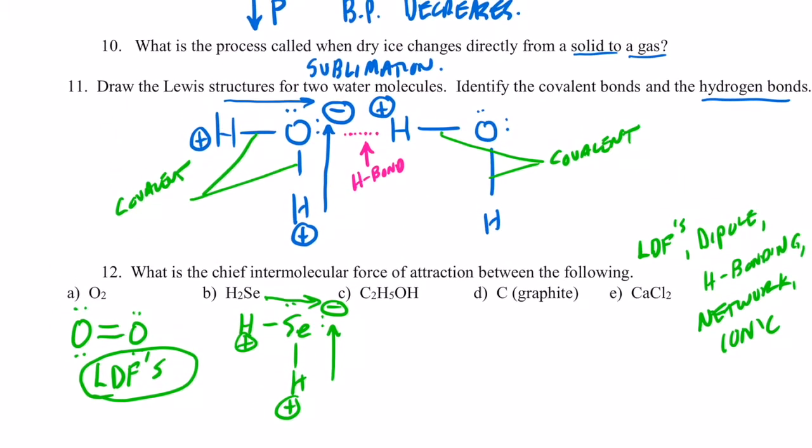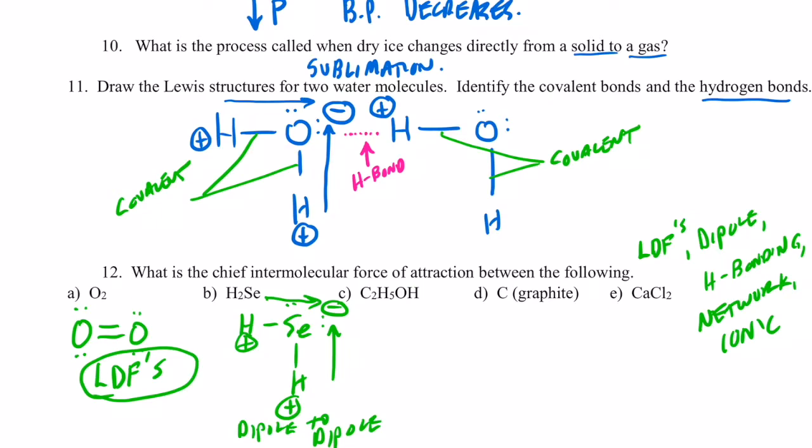And so we would call this dipole to dipole. And it's a polar molecule. And so if we threw a bunch of those in a box, they'd clump together, we would expect, like tiny magnets.